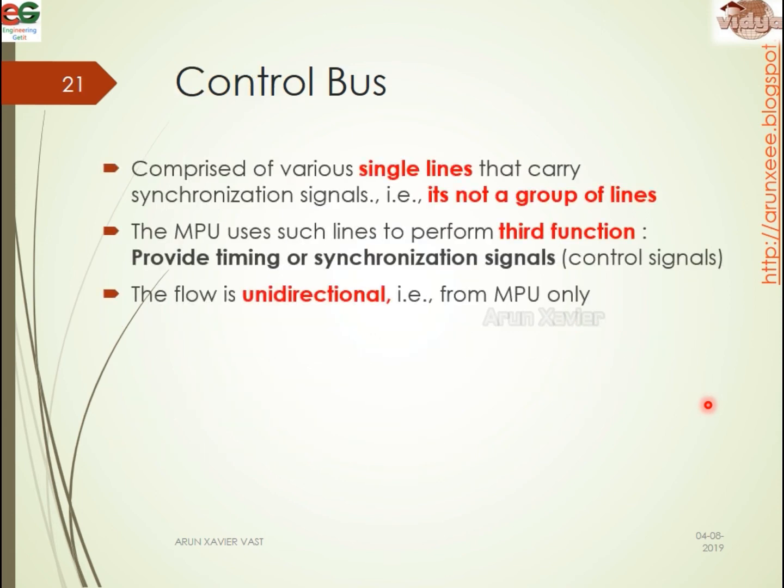And the next one is the control bus. The control bus consists of various single lines, it is not a group of lines, and this performs the third function of the MPU, that is providing timing or synchronization signals to all the items inside the MPU, and the flow is unidirectional. That is, all the signals are coming from the MPU only, that is MPU to the memory, MPU to the input, and MPU to the output. So the control bus is unidirectional, and it comprises various single lines, and it is not a group of lines.